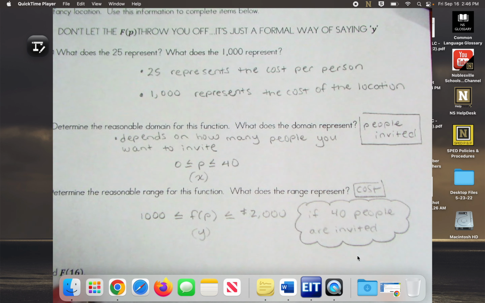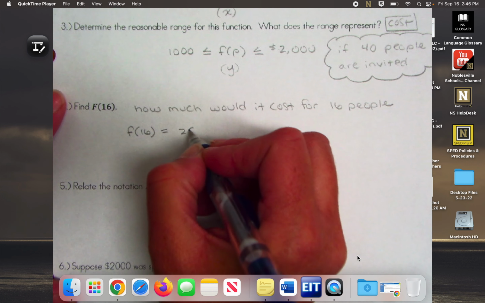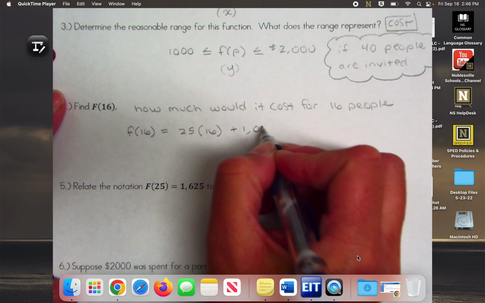So what would the function of 16 be? What are they asking us to find when they say find the function of 16? 16 people, right? So remember, the P is the people. So if they put 16 where that is, how much would it cost? So it would cost $1,400 if you invited 16 people.